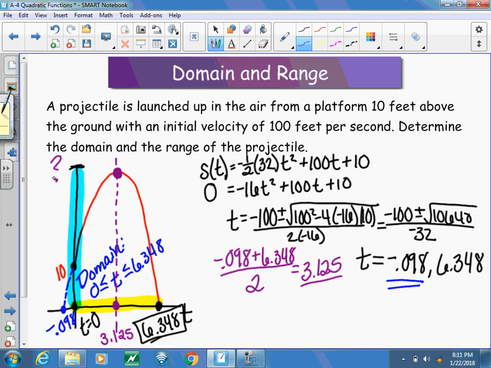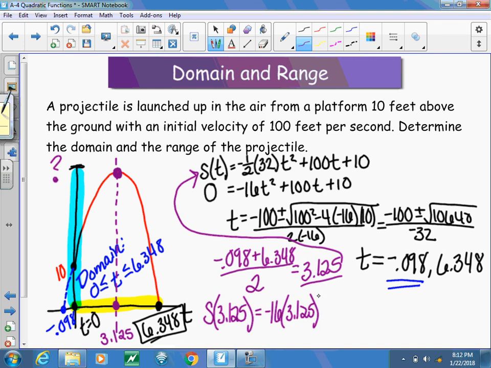So now, what is that actual height? Well, use that answer and put it back into your function to figure out what the height is. Take s of 3.125. So we're going to take negative 16 times 3.125 squared, add it to 100 times 3.125, and add 10 to that. In your calculations, you should end up with 166.25.